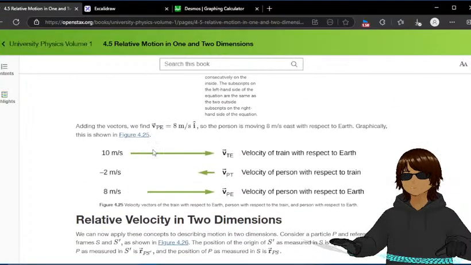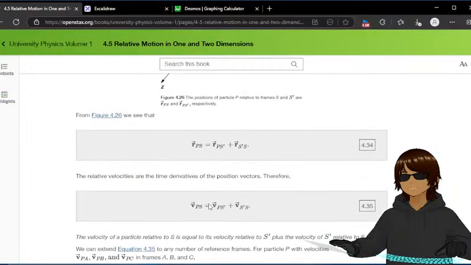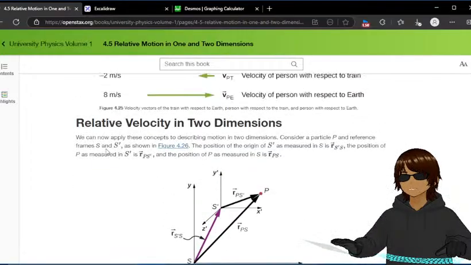So the train goes relative to Earth 10 meters per second. Person goes relative to the train minus 2 meters per second. The person is going relative to the Earth positive 8 meters per second. And then we have this in the two directions.